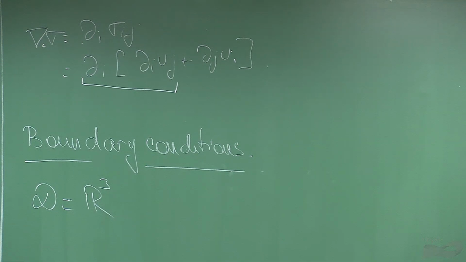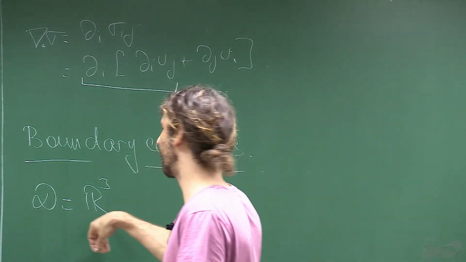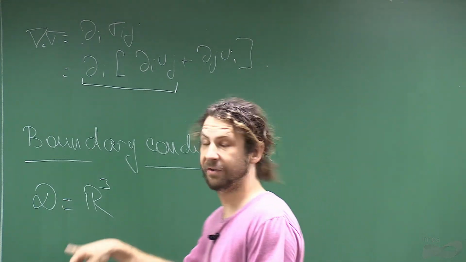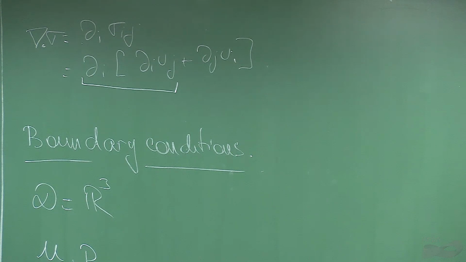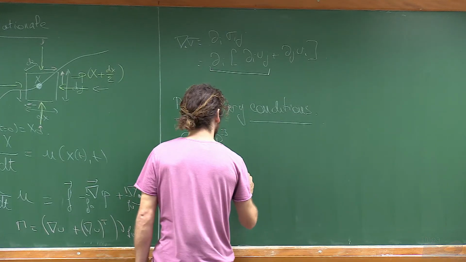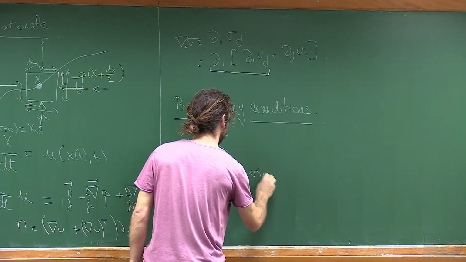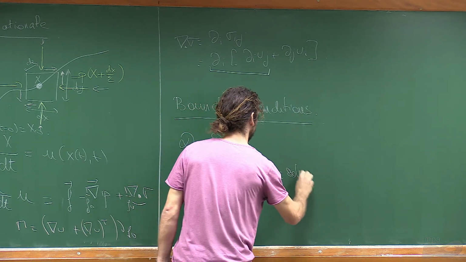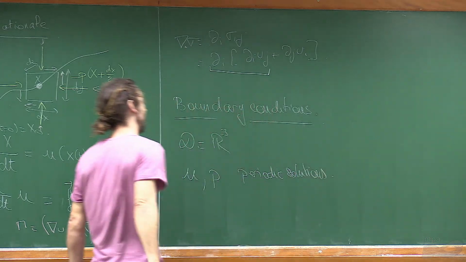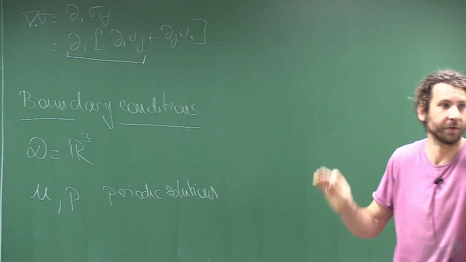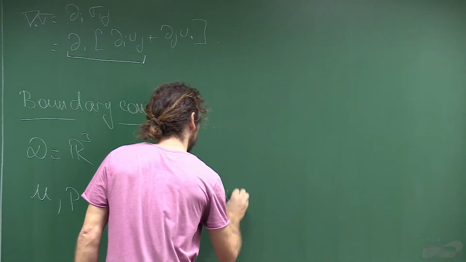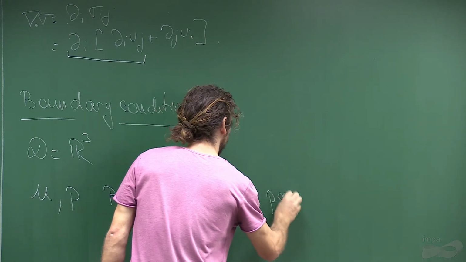So there is a little catch. Sometimes it will be convenient to not have R3, but rather to consider U and P as periodic solutions on R3, with periodicity, say L, on each direction, period L.